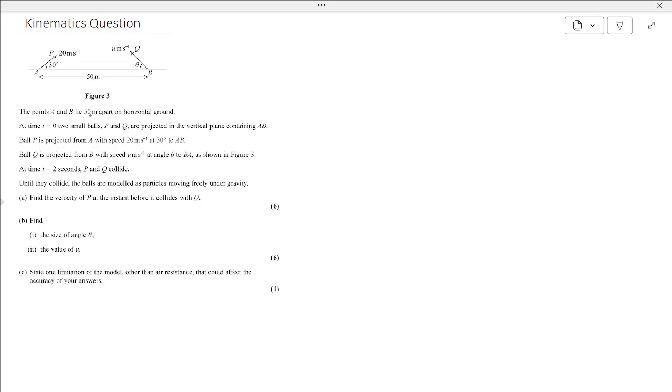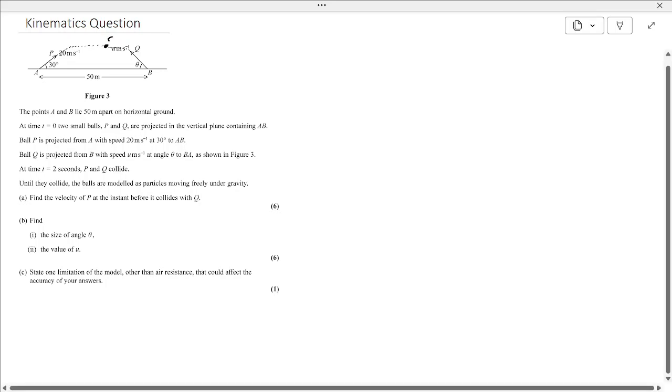So two balls, 50 meters, 20 meters per second, 30 degrees. This is all on the diagram so far. At t equals 2 seconds, they collide. So that's quite helpful. It's very helpful to know how long it takes for them to collide here. I'm going to call this point C, just so I can refer to it in the future. So at point C, both A and B hit that point after 2 seconds. Models particles. Okay.